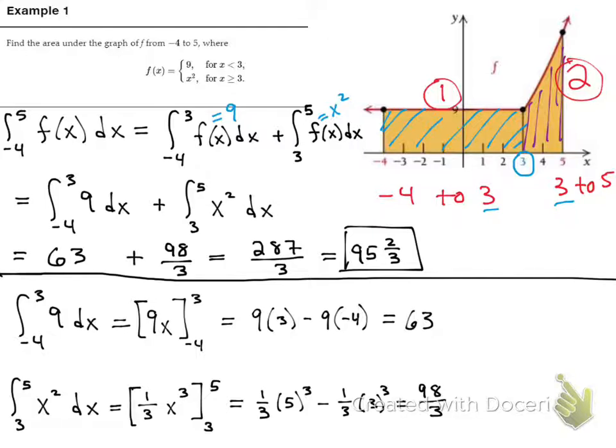So whenever you have a piecewise defined function, you have to break it up into pieces where on that piece the function is only defined in one way. You can't evaluate an integral where the function is defined in two different ways on that same integral.